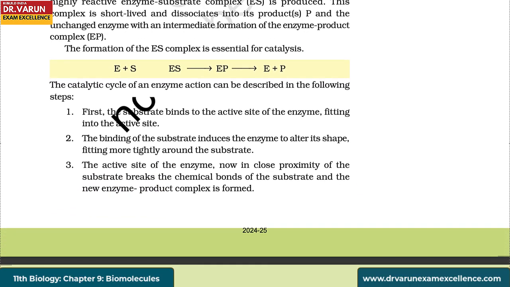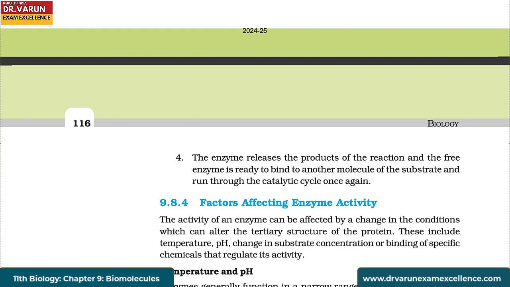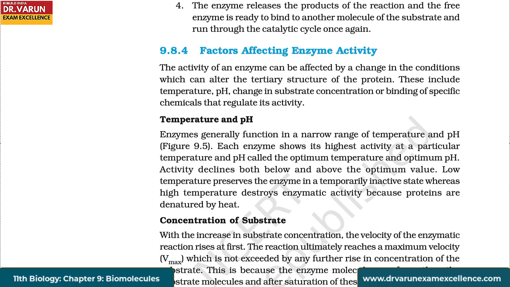First, the substrate binds to the active site of the enzyme, fitting into the active site. The binding of the substrate induces the enzyme to alter its shape, fitting more tightly around the substrate. The active site of the enzyme, now in close proximity of the substrate, breaks the chemical bonds of the substrate and the new enzyme product complex is formed. The enzyme releases the products of the reaction and the free enzyme is ready to bind to another molecule of the substrate and run through the catalytic cycle once again.